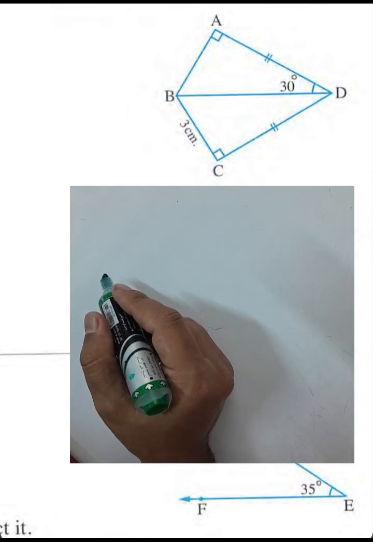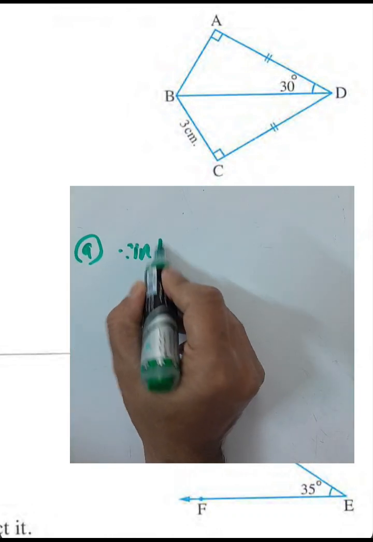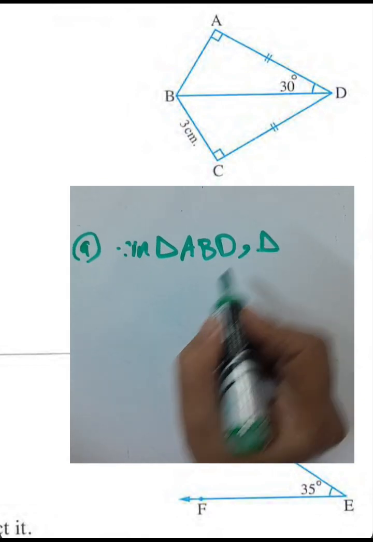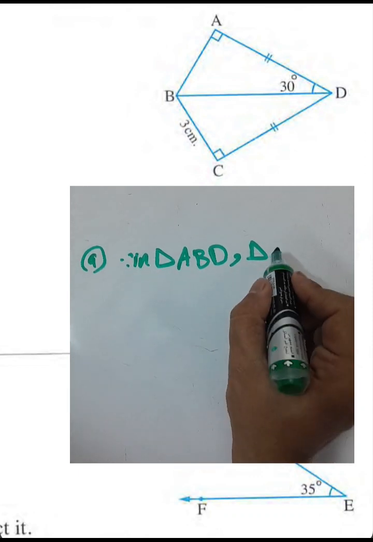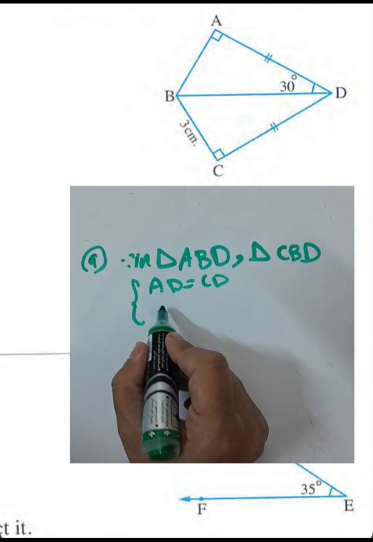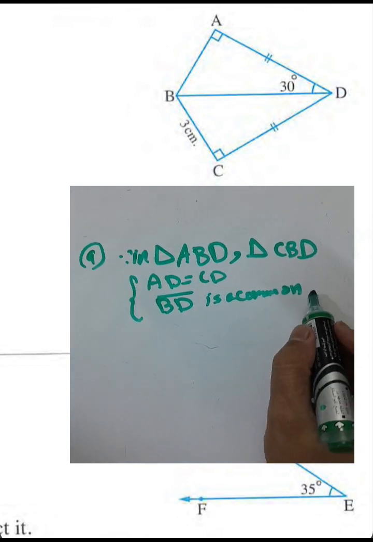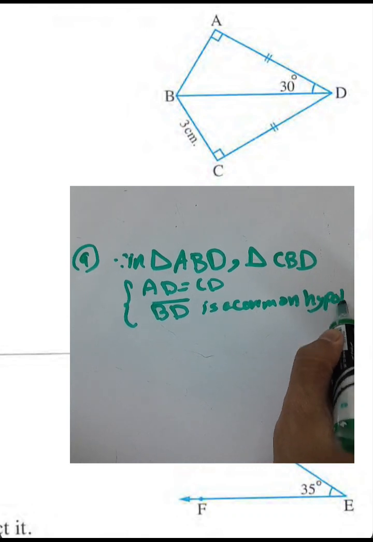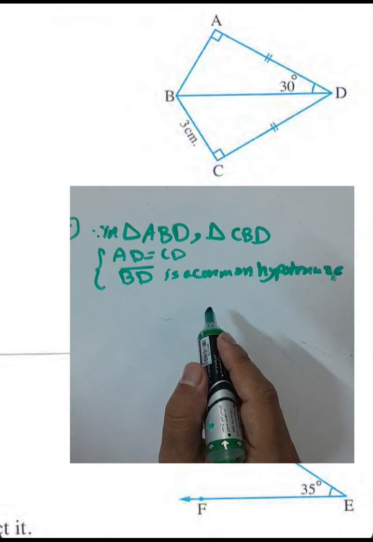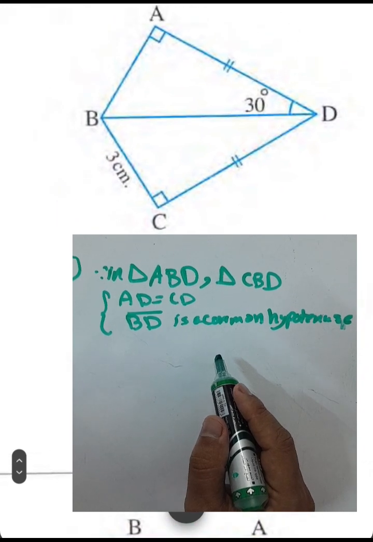Okay, this question here, letter A: in two triangles ADB, or ABD, and the next triangle here we have ABD and CBD. In the two triangles we have side length ED equal to CD, and side BD is common. We call it the common hypotenuse. This side length BD, what do we call it? The common hypotenuse between the two triangles.